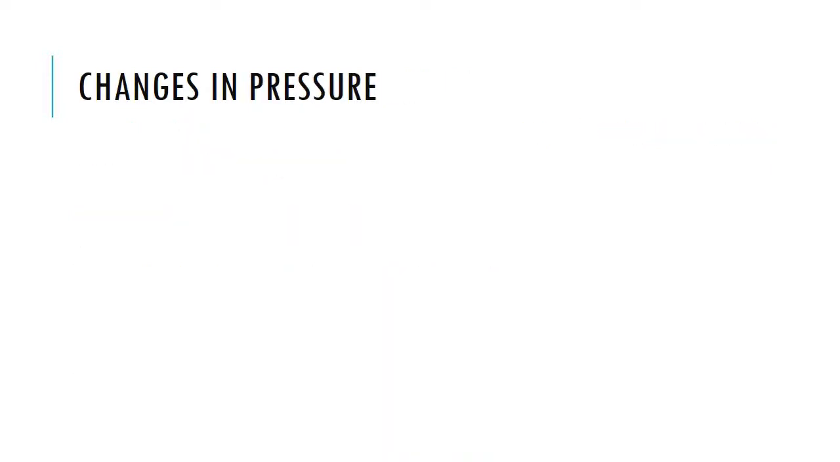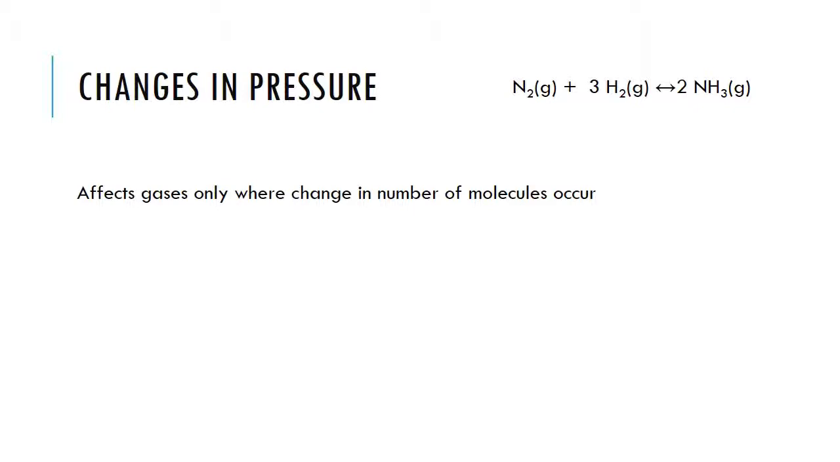The second one is changes in pressure. Again, we're going to work with the same reaction. Now, pressure only affects gases, period, okay? And then it only affects gases where there's a change in the number of moles of gases that occur. So you want to go and look at your reaction and look at the change in moles. So on our reactant side, we've got 4 moles of gas. And on the product side, we've got 2 moles of gas. So we have a change, which means that the change in the effective pressure will have an effect on this reaction.